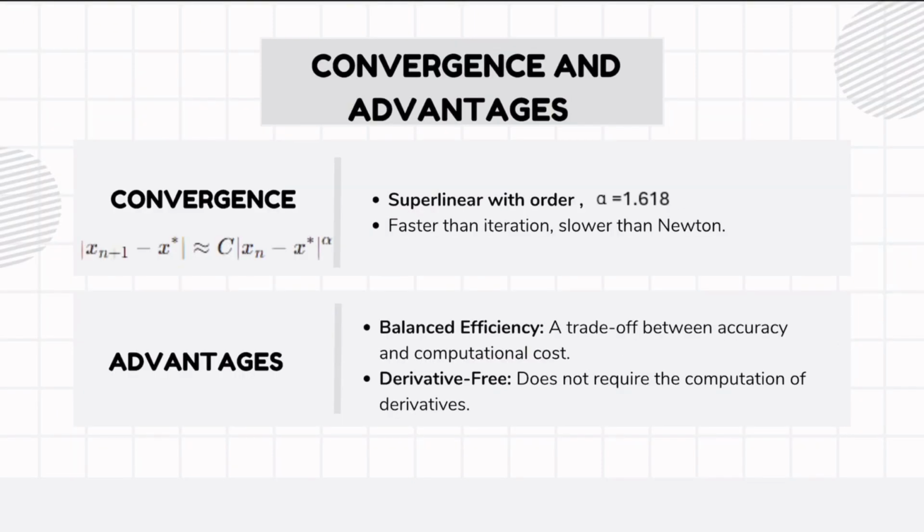Convergence and advantages. In our case, the convergence is superlinear with order, and there are 2 main advantages. One is balanced efficiency. It strikes a balance between computational cost and accuracy. The other is derivative-free. It doesn't require calculating derivatives.